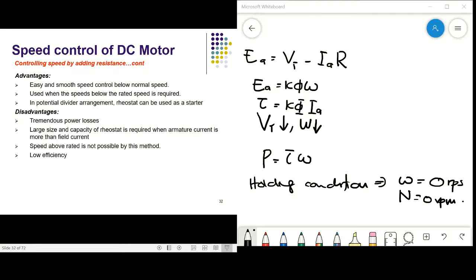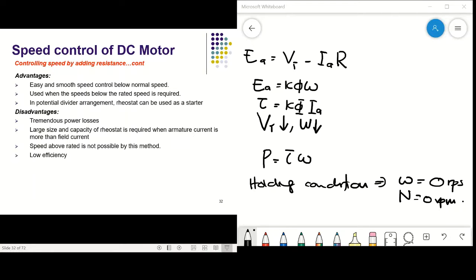So advantage, easy and smooth speed control below normal speed. Used when the speed below the rated speed is required, and in potential divider arrangement, rheostat can be used as a starter. So kalau you ingat lagi, starting how to start the DC motor, kita guna starter. So rheostat yang kita guna ni, kita boleh jadikan dia as a starter ataupun untuk control the speed.